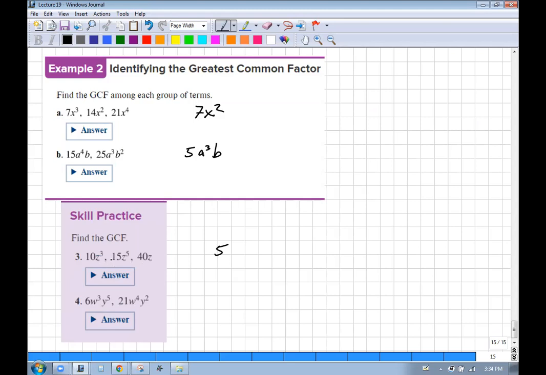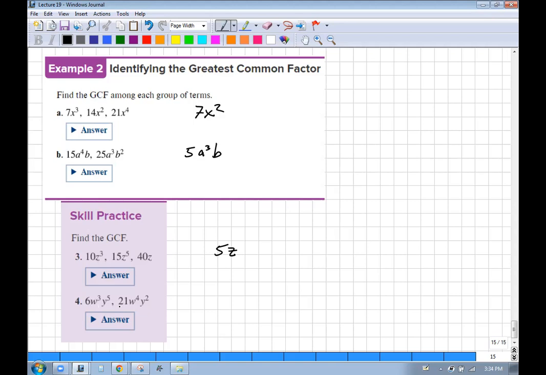Now look at your Z's. This one only has one Z. You can only get one Z out of it. You can't get more Z's than one. So that's it, 5Z.